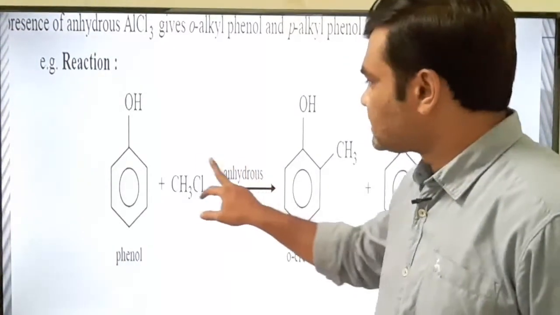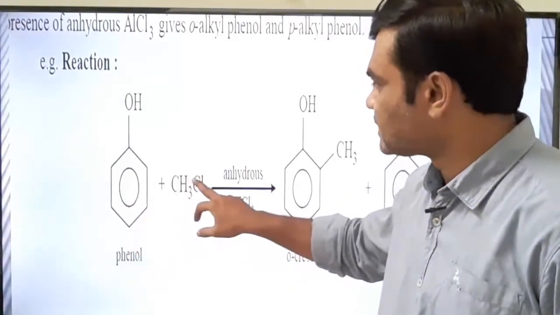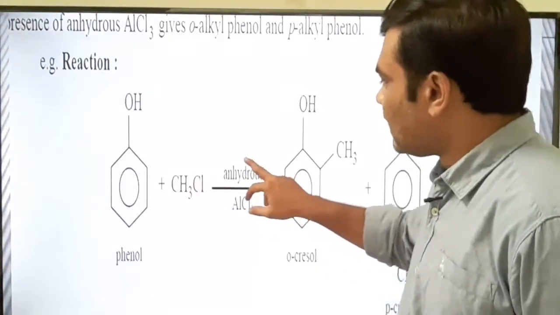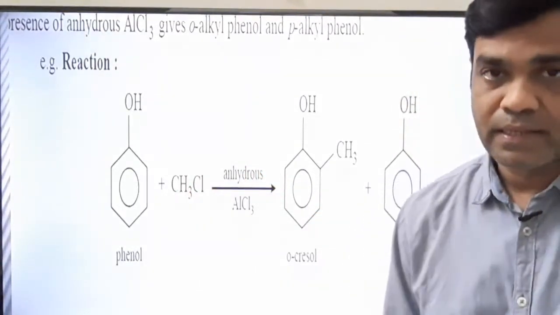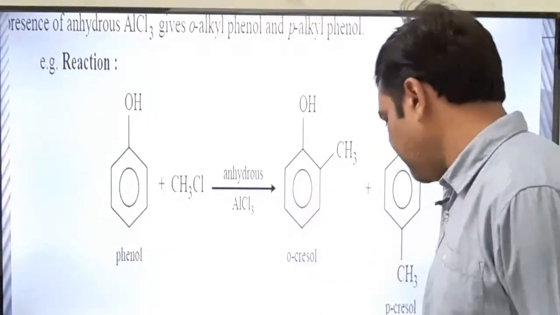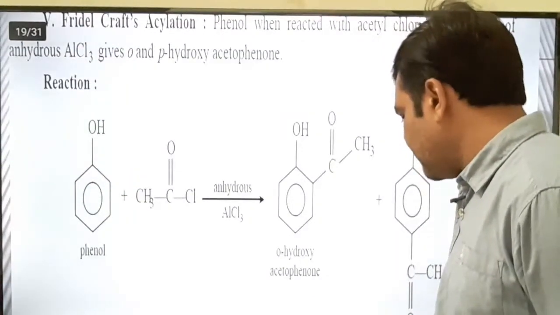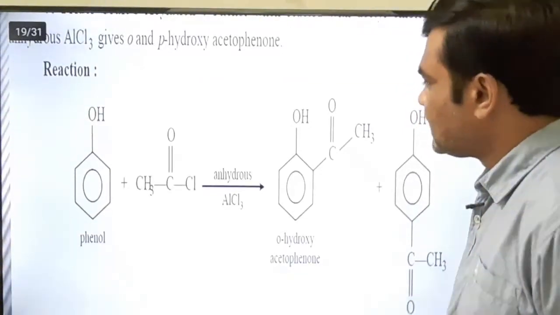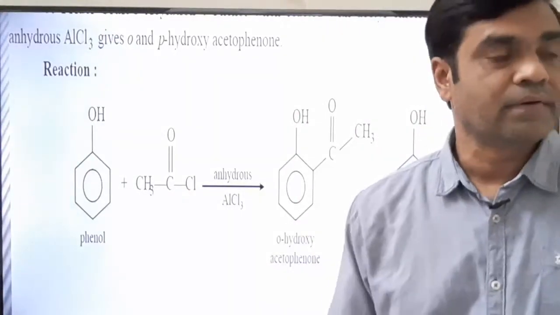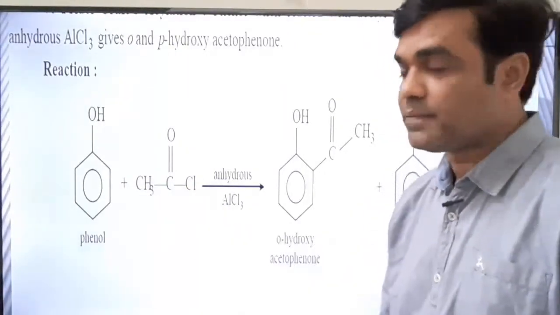Friedel-Crafts alkylation reaction of an aromatic compound takes place by taking the reagent alkyl halide, and anhydrous aluminum trichloride is needed, that is Lewis acid catalyst. Again, para is major, ortho is minor. Similarly, Friedel-Crafts acylation reaction. In the acylation, change is only with this reagent. In alkylation, we have taken alkyl chloride, here acetyl chloride is required.